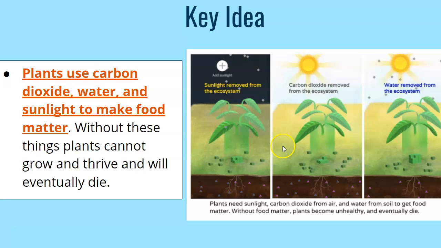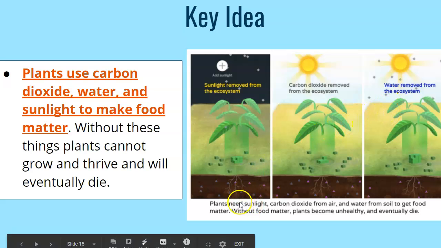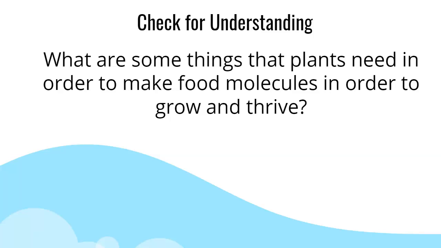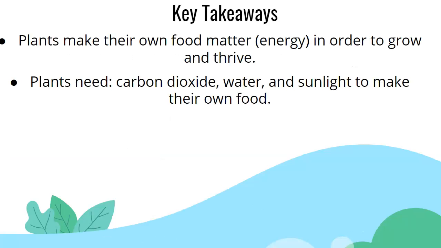So if you look here, these are all from our simulation. Sunlight was removed, carbon dioxide was removed, and water was removed. You notice that without them, the food matter, plants become unhealthy and will eventually die. Now, what are some things that plants need in order to make food molecules in order to grow and thrive? Okay, some important key takeaways that I think you should write down.